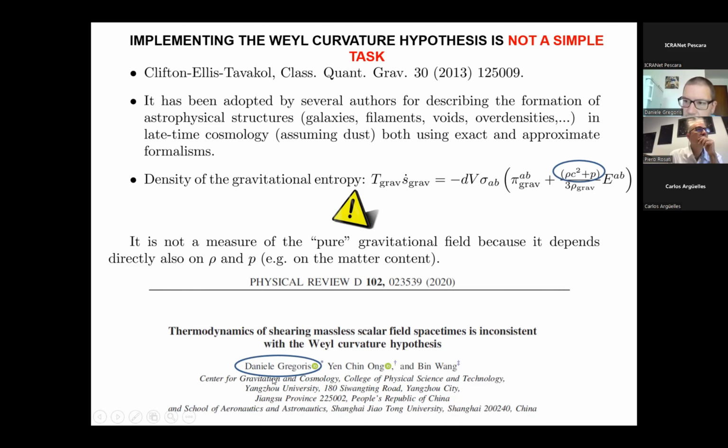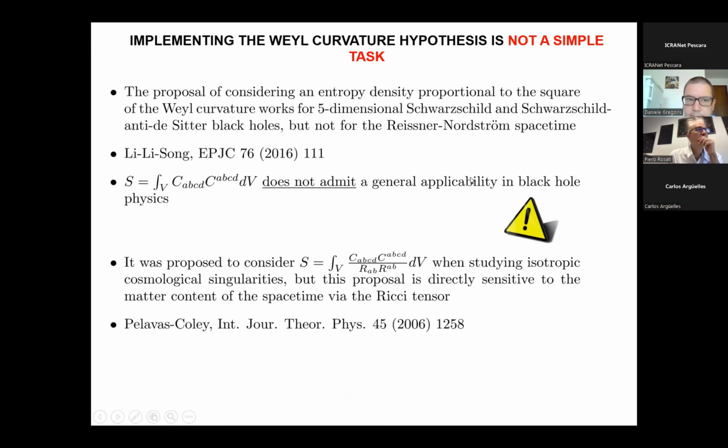However, as I discussed in the second part of my talk, the thermodynamics of some non-solutions of the Einstein equations is inconsistent with the Weyl curvature hypothesis if we implement it by following these formulas. Then some authors have considered as an entropy density the square of the Weyl tensor. So we have tried to investigate whether the integral in the interior region of a black hole of this quantity, which is the square of the Weyl tensor, can reproduce the entropy area. And we find that the answer is yes, but only for Schwarzschild and Schwarzschild anti-de Sitter black holes, and not for Reissner-Nordström spacetime. And therefore, this formula does not admit a general applicability in black hole physics.